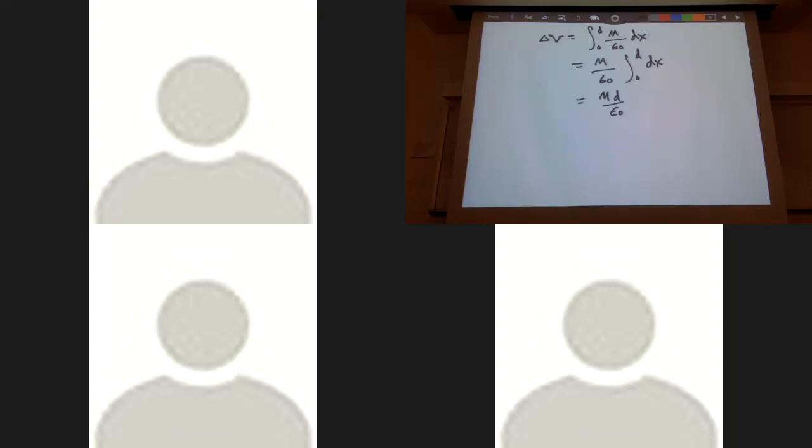Eta, though, by definition, is equal to the total charge divided by the area. So this is now going to be equal to the charge times D divided by epsilon naught times the area. So this is then the potential difference across my plates.